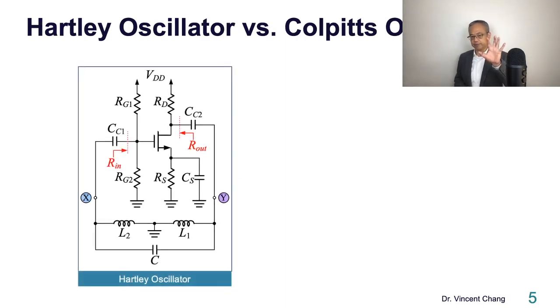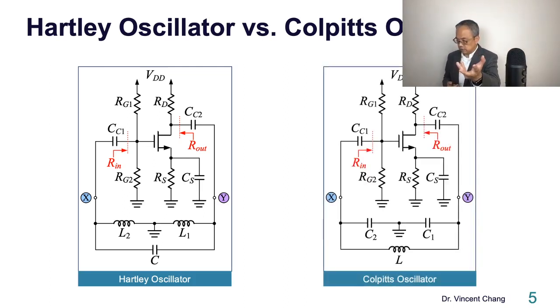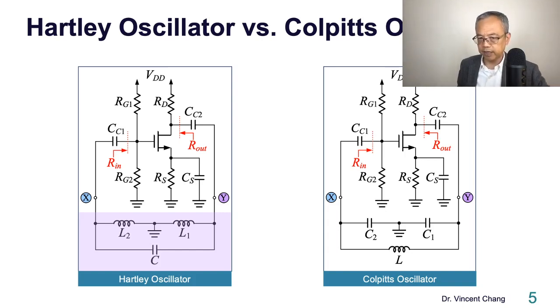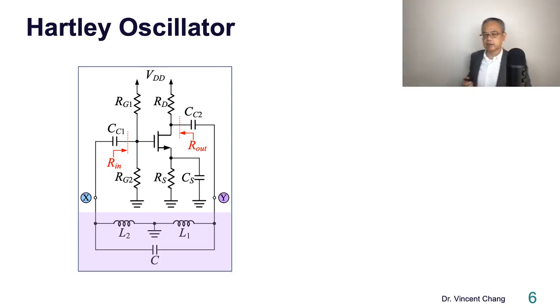This is the CMOS inverting amplifier connected with the LC tuned network. The first one, on the left-hand side, shows you two inductors with one capacitor. This is called the Hartley Oscillator. If it's two capacitors with one inductor, this is called a Colpitts Oscillator. So look at this again before we move on to the next slide. Two inductors, one capacitor, Hartley. Two capacitors, one inductor, Colpitts.